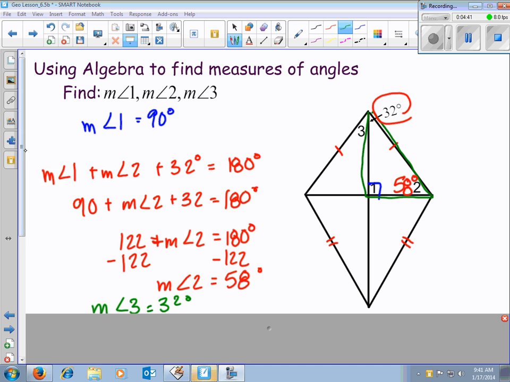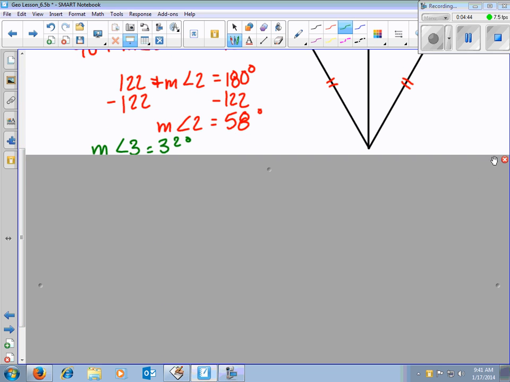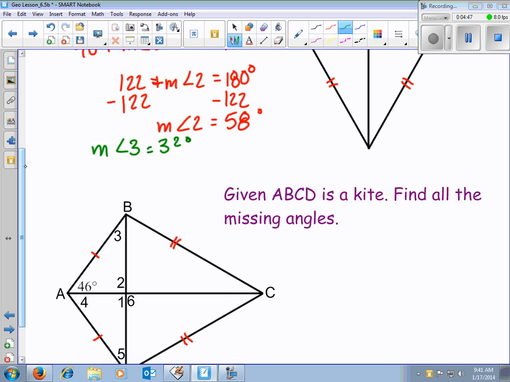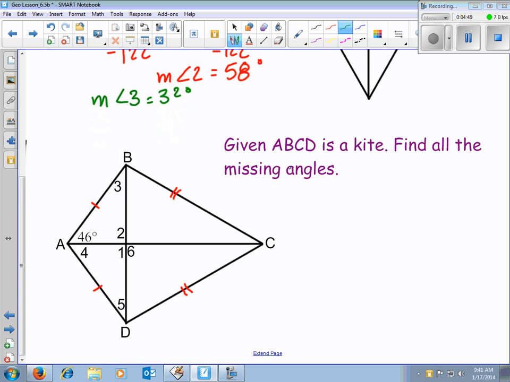Okay, moving on to our next problem. We are given kite ABCD, and we're supposed to find all the missing angles. Now remember, our diagonals, where they cross, they are perpendicular. So that means that my measure of angle 1 is equal to 90 degrees. My measure of angle 2 is equal to 90 degrees. And my measure of angle 6 is equal to 90 degrees. Because if these two are perpendicular, then all of my angles are 90 degrees right here.